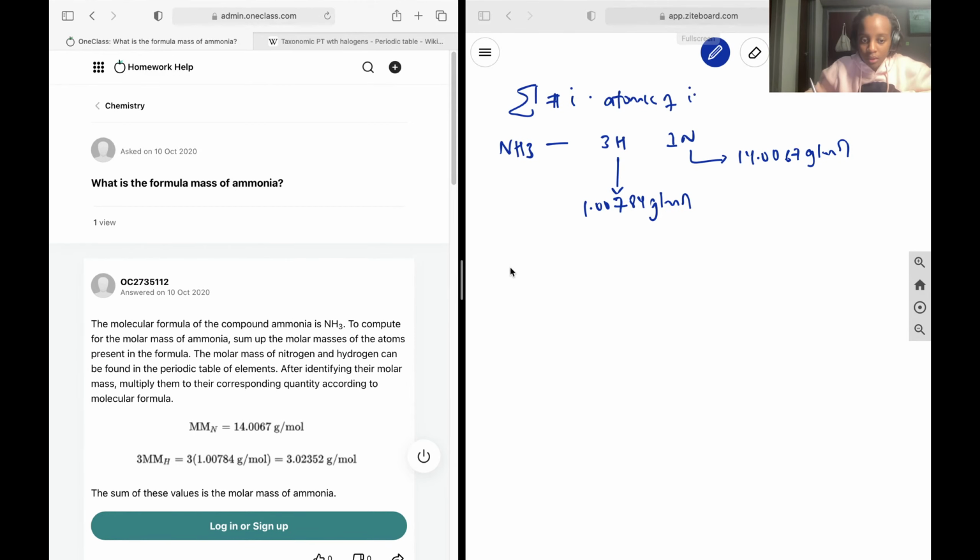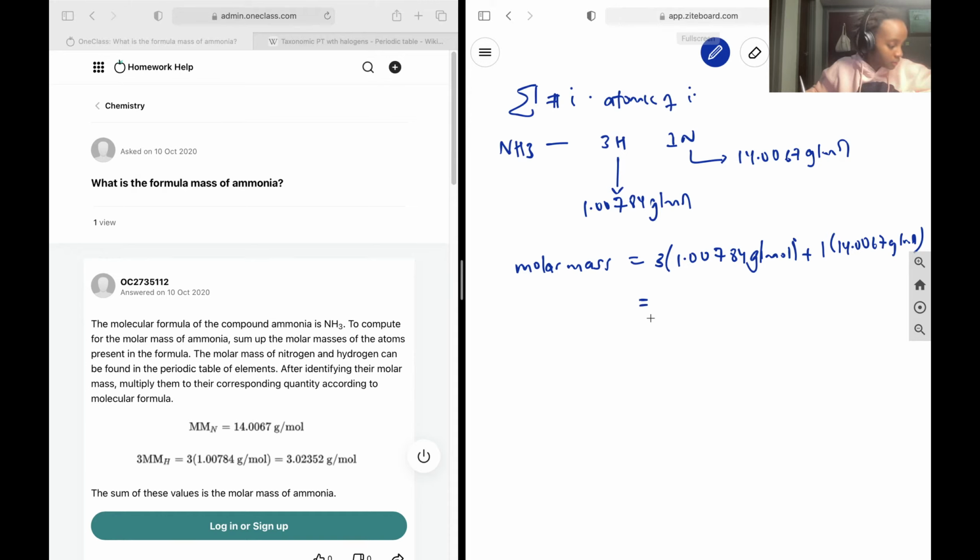And so the molar mass is going to be 3 by 1.00784 grams per mole plus 1 by 14.0067 grams per mole. And this is going to give us 17.0302 grams per mole. Oh, that's maybe our final answer.